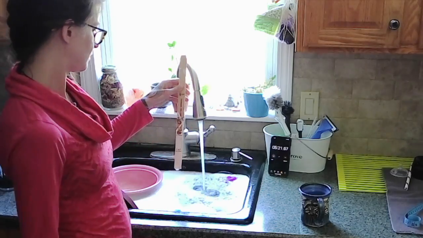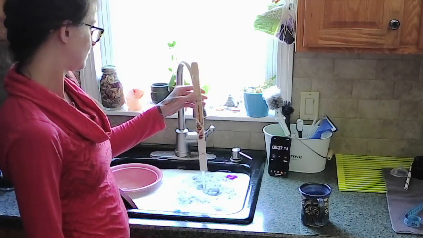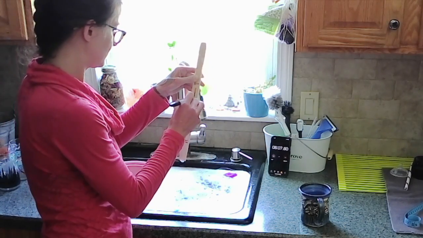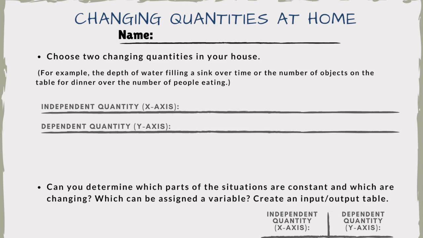Take a look at your PDF enhancement. If you don't have it yet, click the link in the description below to see what the directions are for this activity. Today we're looking at changing quantities at home. Choose two changing quantities in your house. For example, the depth of water filling in a sink over time, or the number of objects on a table.